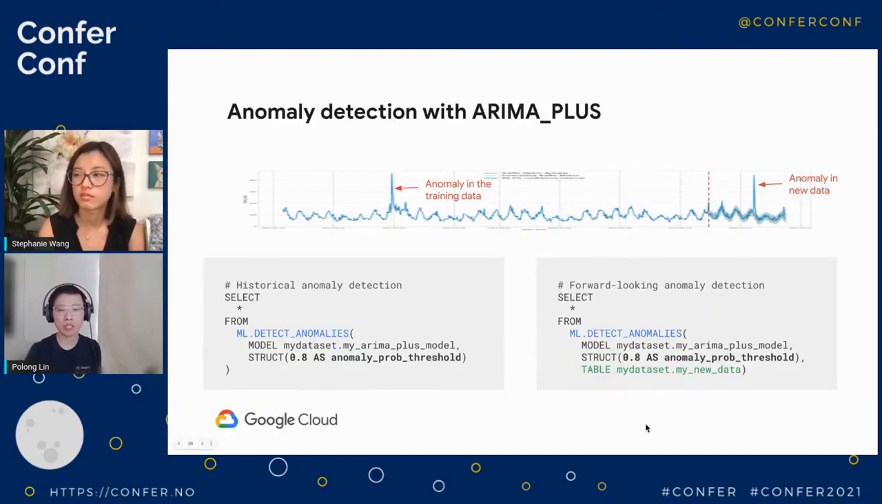And then for the forward-looking anomaly detection, this is where you are adding in some new data. So here in the green text, we're adding in a table, mydataset.mynewData, or whatever your table may be called, and it's now detecting anomalies based off of the model that you've trained, based off of the threshold that you want to provide, and then applying that on new data to detect if there's any unusual spikes or unusual dips that go above and beyond the probability threshold.